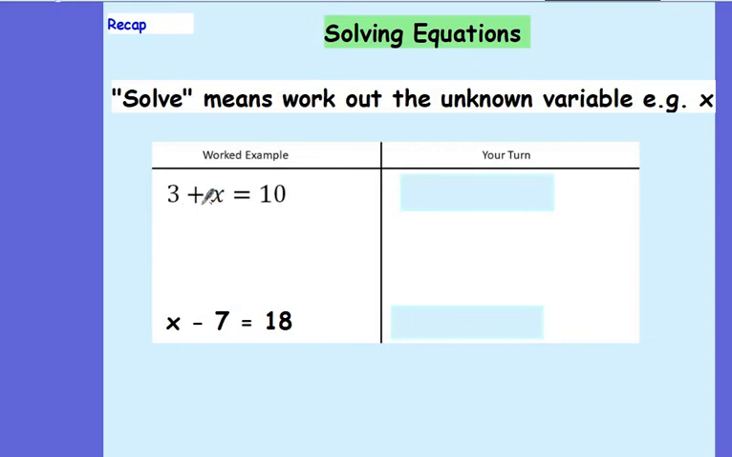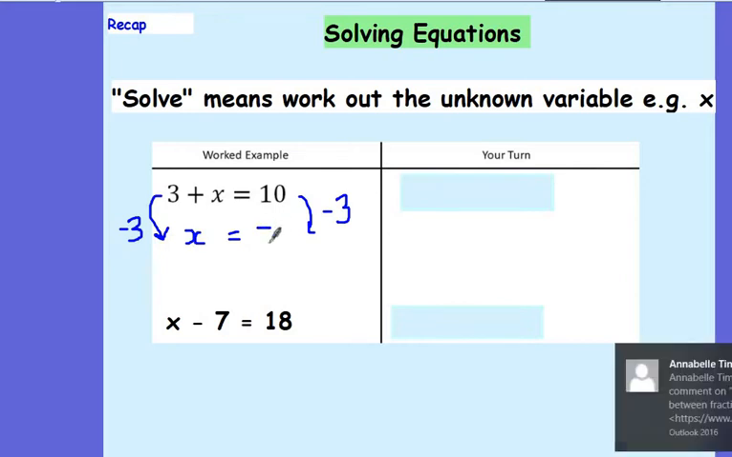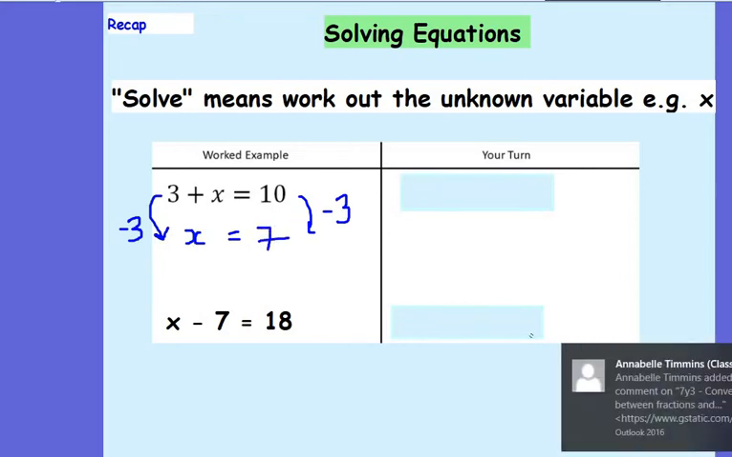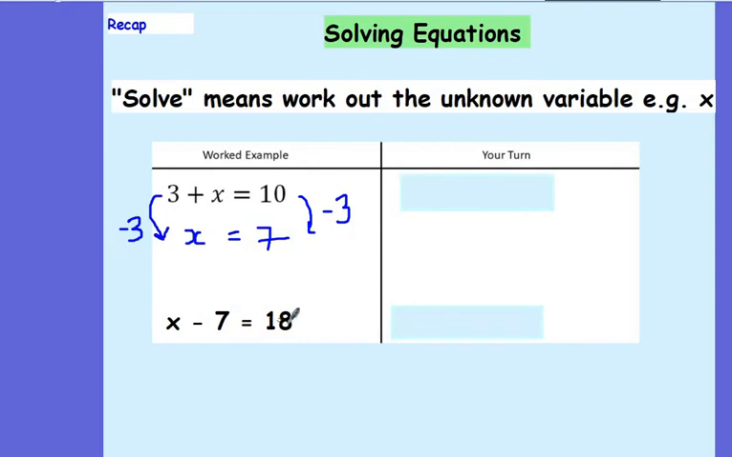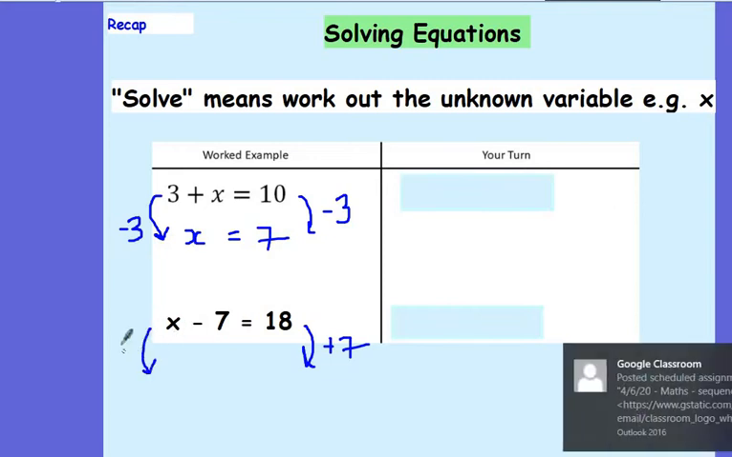For example, in this case, we're talking about x, so we want to get x on its own on one side of the equation. This time I've got 3 plus x, so I need to subtract 3 to leave me with x on its own. Subtracting 3 on both sides, 10 take away 3 leaves me with 7. For the next question, I've said x take away 7 is 18. This time I want to add 7 to both sides. Adding 7 to both sides tells me that x is going to be equal to 25.